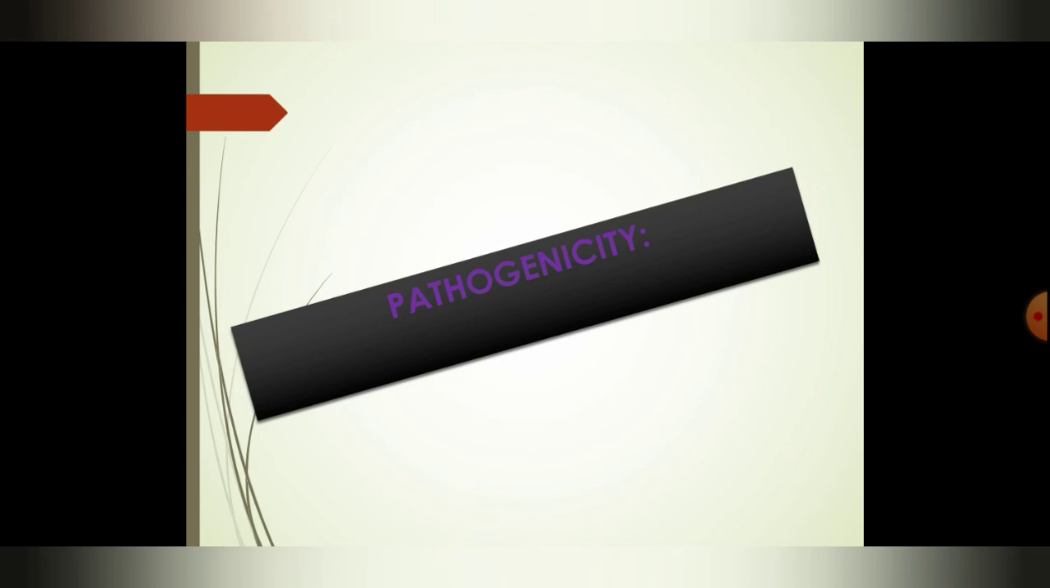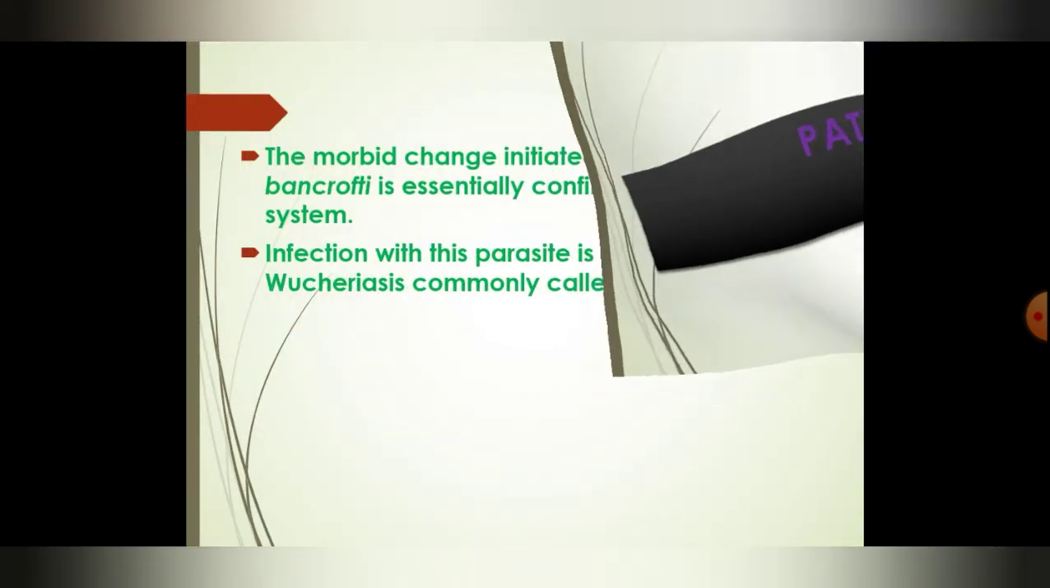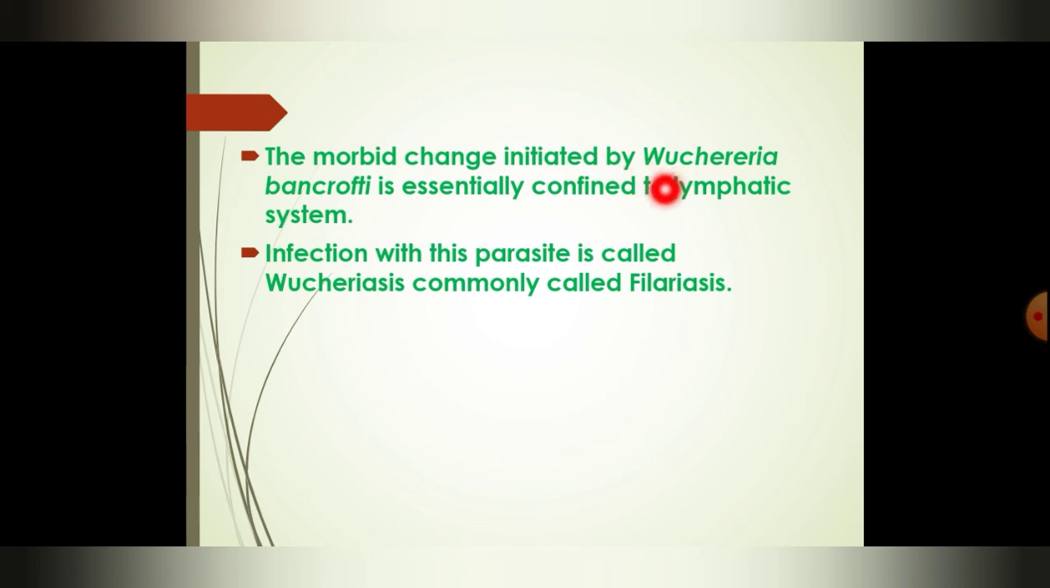So then how is the disease caused, what is the pathogenicity, or I can say symptoms. The morbid change initiated by Wuchereria bancrofti is essentially confined to the lymphatic system. It mostly affects the lymphatic system, and infection with this parasite is called Wuchereriasis or filariasis or elephantiasis. Why elephantiasis? The person who has this particular disease, their legs, or their scrotal sac, will become very large and very swollen. So it is like the leg of an elephant. Are you getting it? So we call this elephantiasis.